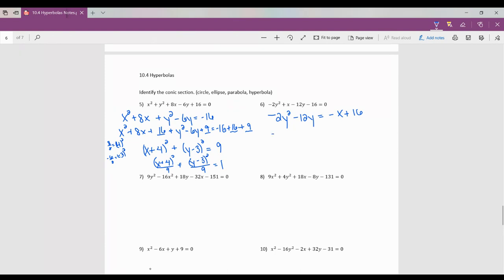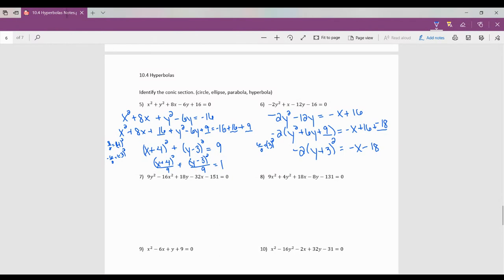So I'm going to factor a negative 2 out, y squared plus 6y plus blank equals negative x plus 16 plus blank. So now we're going to take that 6 divided by 2, 3. I square it, that's 9. So I don't add 9, I add negative 18. So I've got negative 2 times y plus 3 squared equals negative x minus 18. Okay. So I'm going to pause right there on that one.